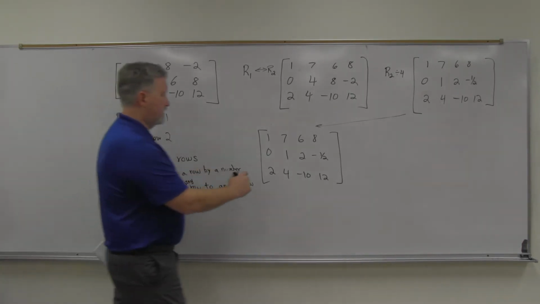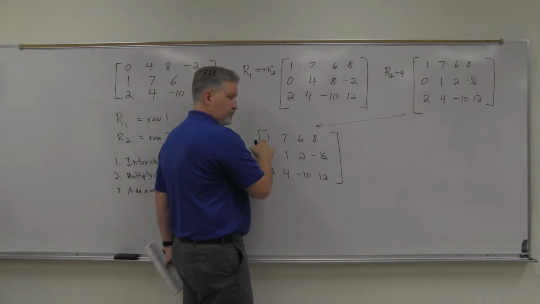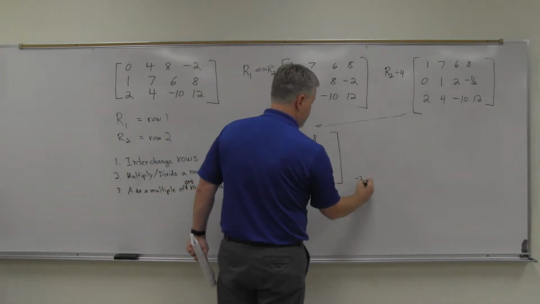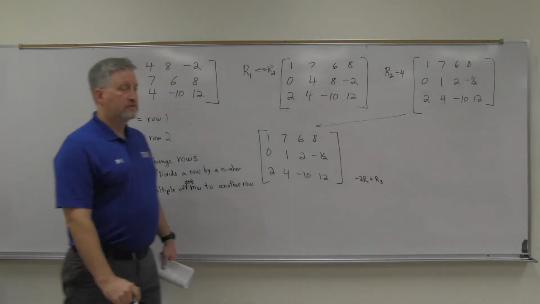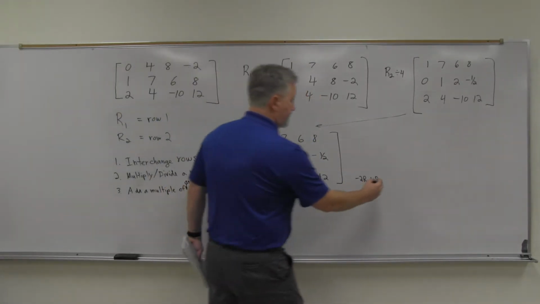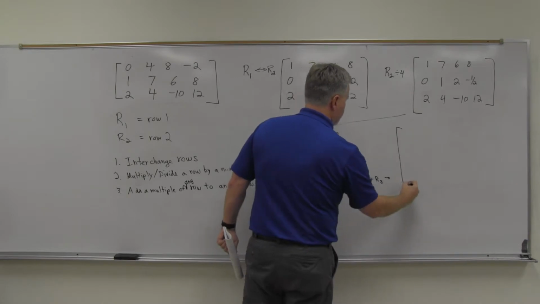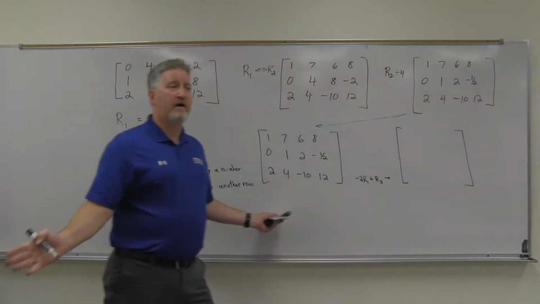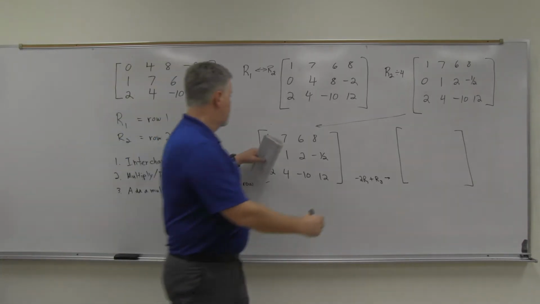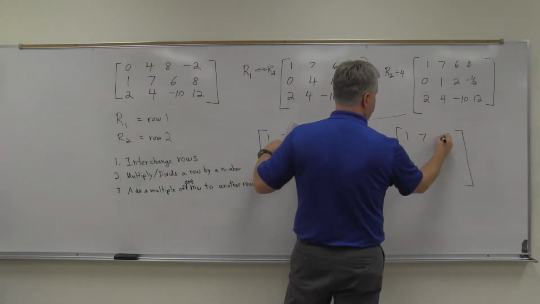So what I'm going to do here is take negative 2 times row 1 and add that to row 3. And that's going to replace row 3. It's not going to change anything about row 1 or row 2. Row 1 and row 2 are going to stay the same.